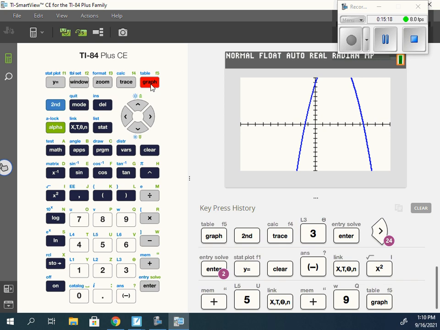So is this opening up or down? Down, yes? Because we have the two ends extending down. So will we have a maximum or a minimum value? Maximum value. So we'll have a maximum value.